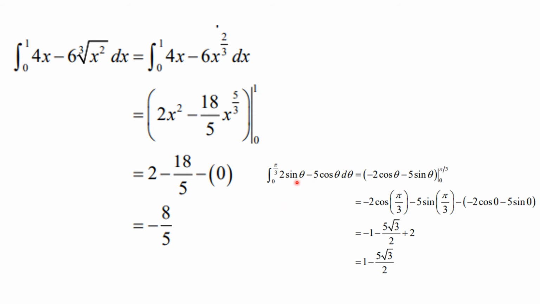Here I do this term by term. So the 2 I pull out, but the antiderivative of the sine of theta is minus cosine of theta, and the antiderivative of the cosine is sine of theta, and I'm evaluating this at the endpoints pi over 3 and 0. Again, you're not using calculators, so you want to be familiar with these special angles.